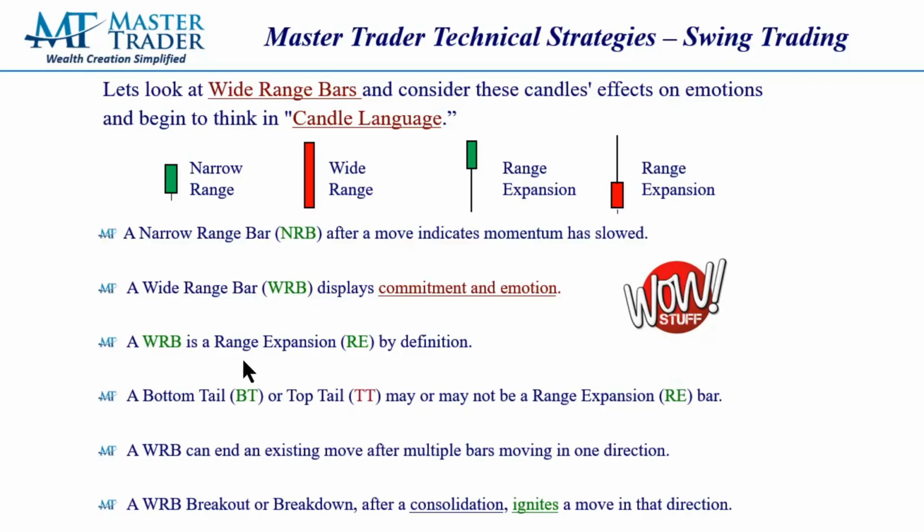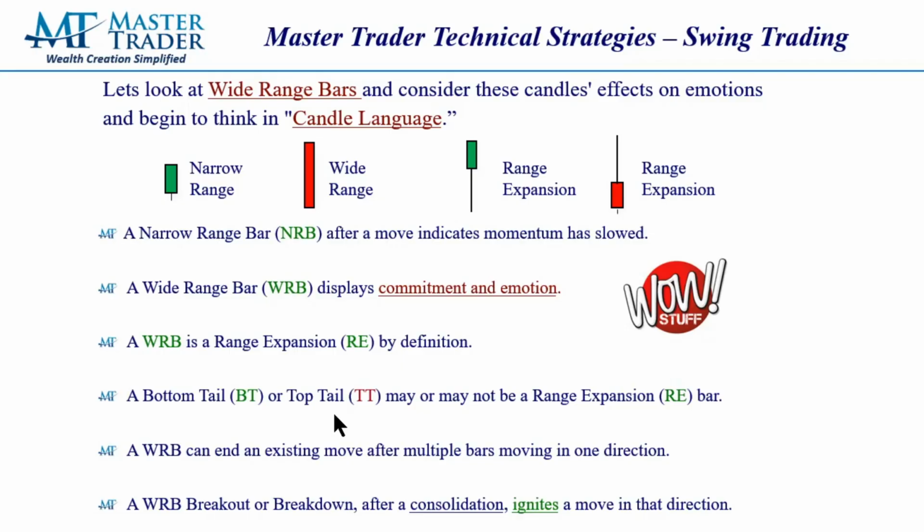Wide range bars, they're range expansions by definition. When we look at bottoming tails and topping tails, they may or may not be, because a bottoming tail bar could be a narrower range or it could be a big range. So if it was a big range bar, there was all of this emotion occurring at the time to the downside, and it turned into a bottoming tail bar.